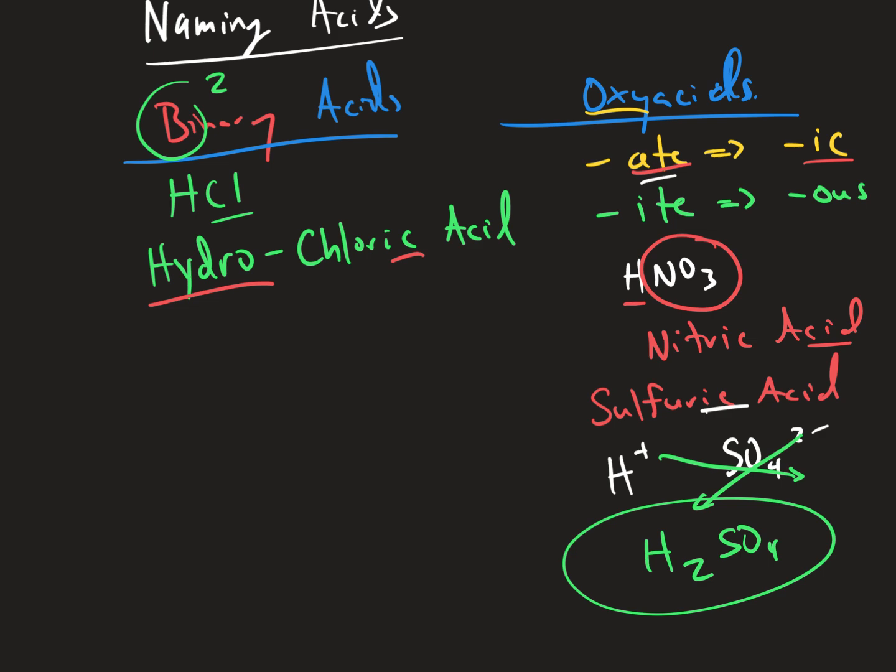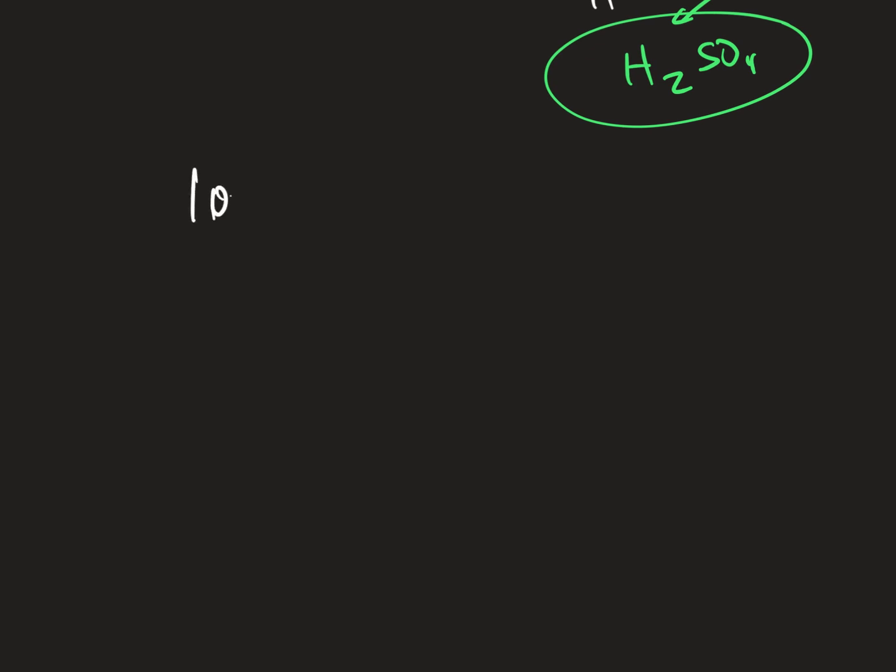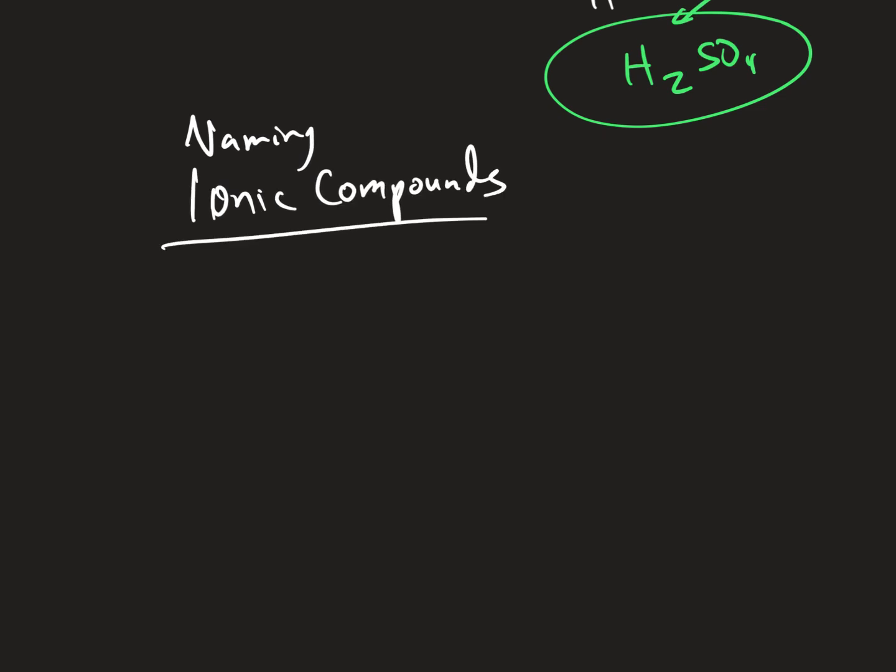Can we name ionic compounds? There's a few different types of ionic compounds. So naming ionic compounds. We have binary ionic compounds, just the main group elements. It's the metal name, and then change the ending to IDE, right? So that's like sodium chloride. Good?